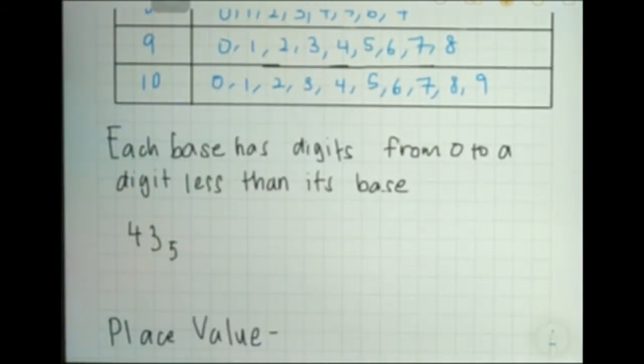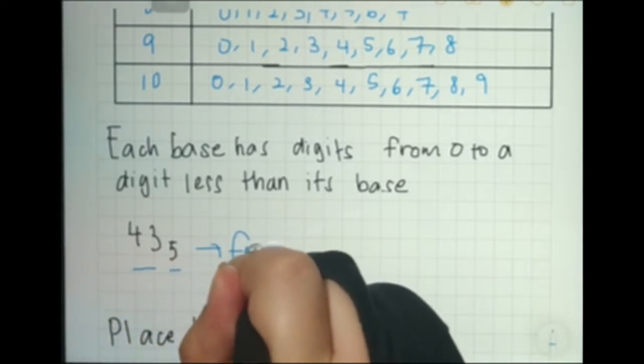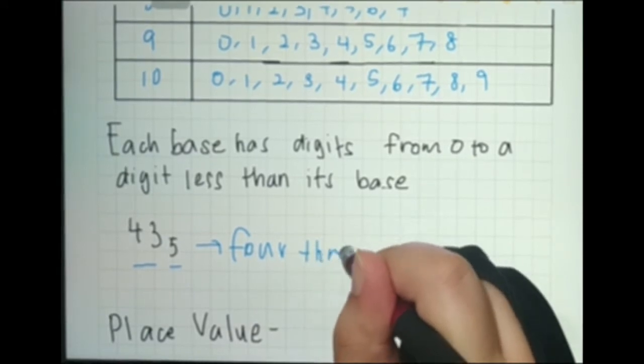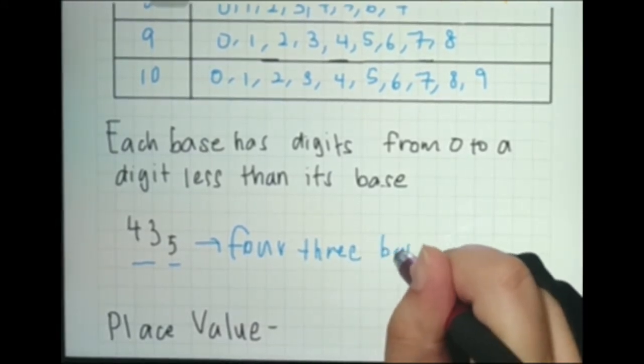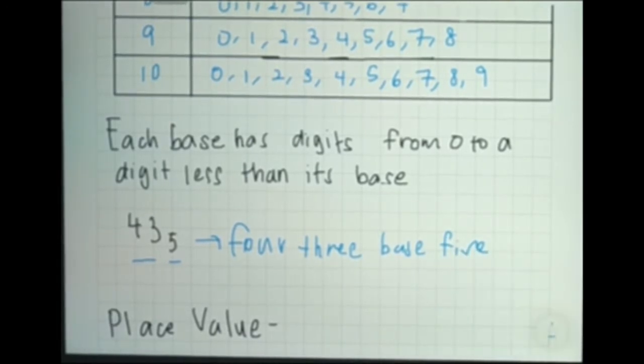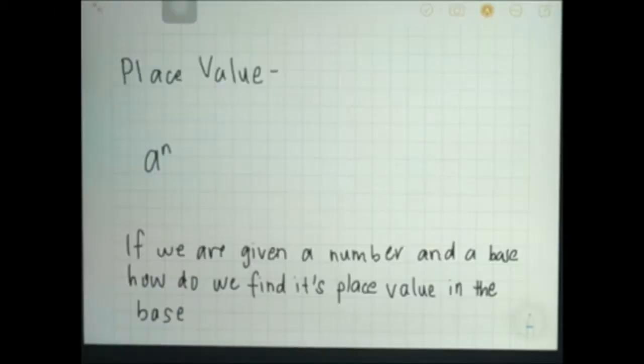For example, if we are given a number and a base like this, then we can say it like 4, 3, base 5. We don't say it as 43 base 5, we say it as 4, 3, base 5. Alright, let's move on to place values.